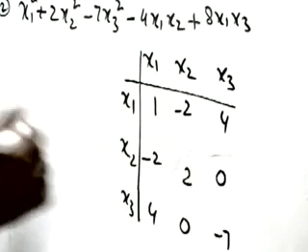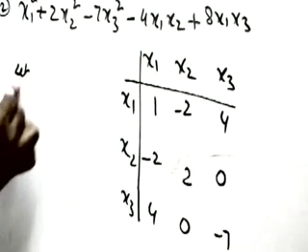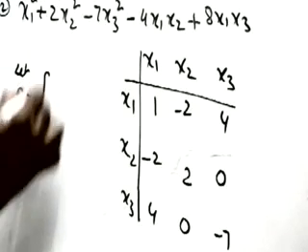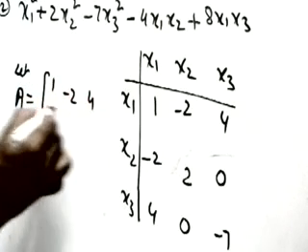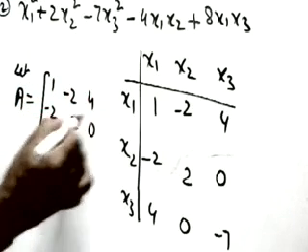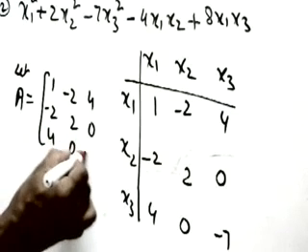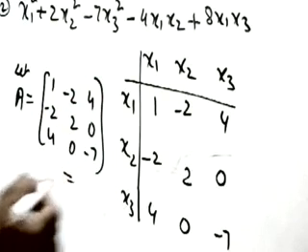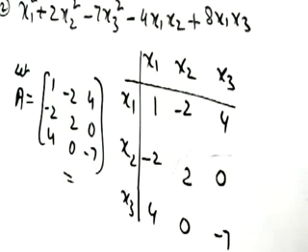Is 0. We don't have an x2 x3 term, so it will be 0. Therefore, let A equal the matrix 1, -2, 4; -2, 2, 0; 4, 0, -. So the matrix will reduce into symmetric form. Now let me see the reverse process. If matrix A is given, how can we change it into the quadratic form?